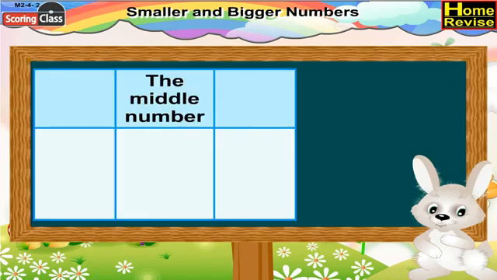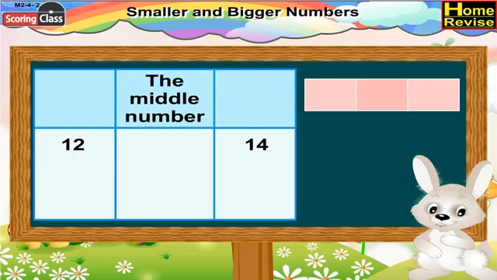The middle number. Let us find out the middle number. 12 dash 14. Now what comes between 12 and 14? Let's start counting. 12, 13, 14. Yes, the number is 13. Similarly, let us find out which number comes in the middle of 17 and 19. Yes, it is 17, 18, 19. So the number is 18.